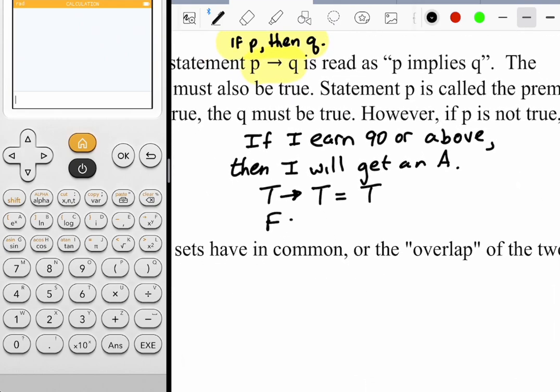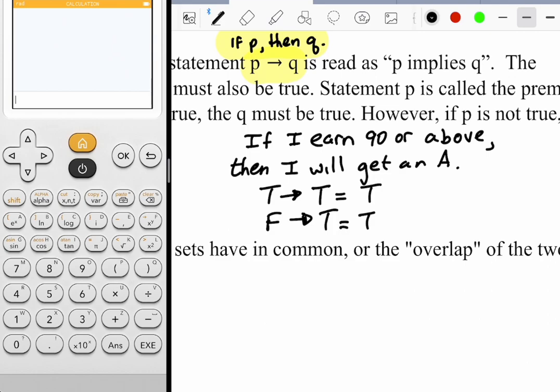If the first part of the sentence is false, and the second part is true, this is where it gets dicey. That's also going to return a true, and that doesn't feel right. It doesn't feel like that makes sense, but it does. Because I said so? No, because here's the explanation. I never told you what would happen if you didn't get 90 or above.